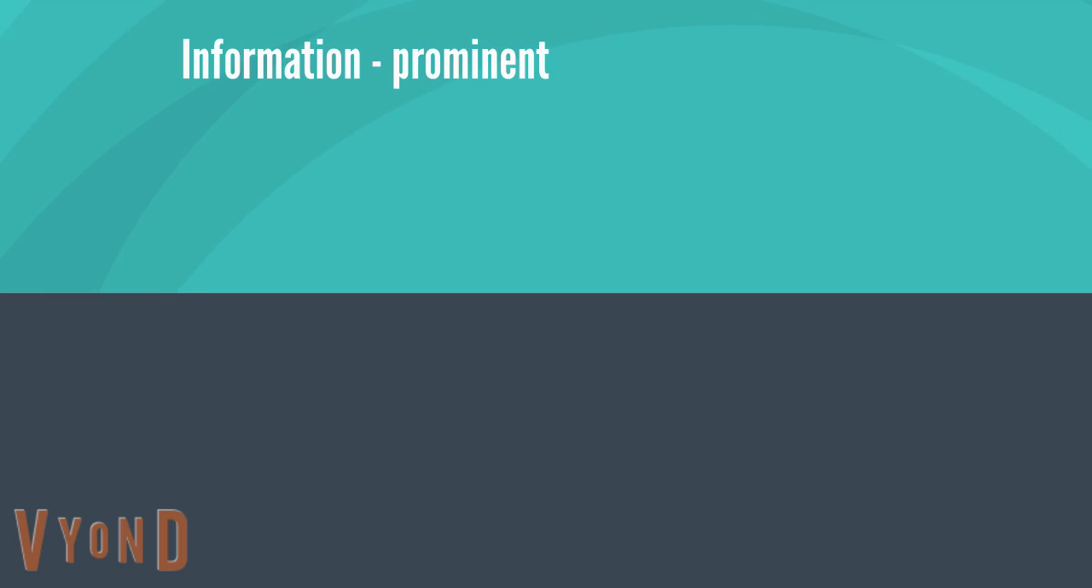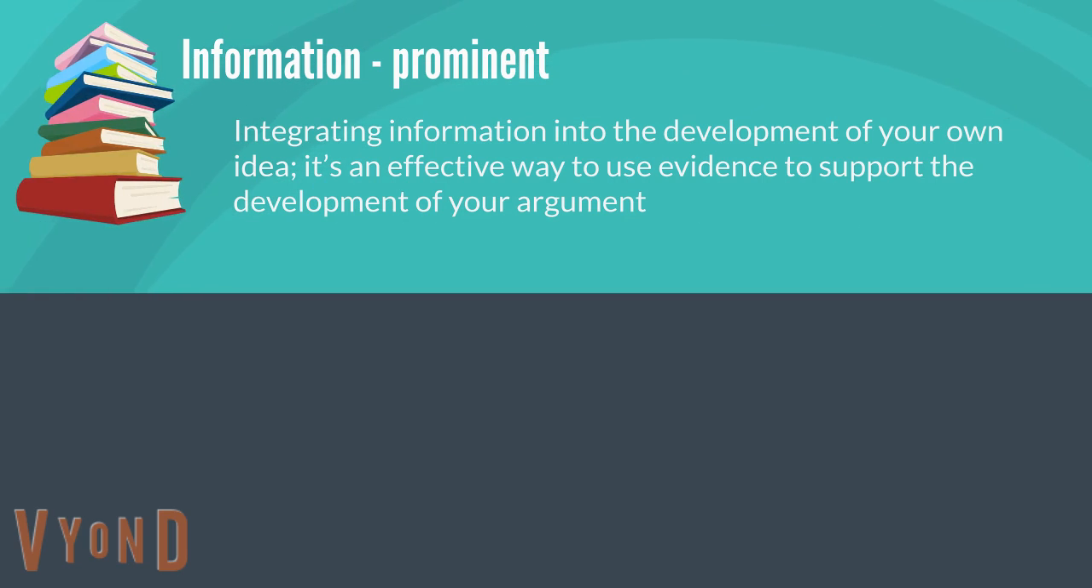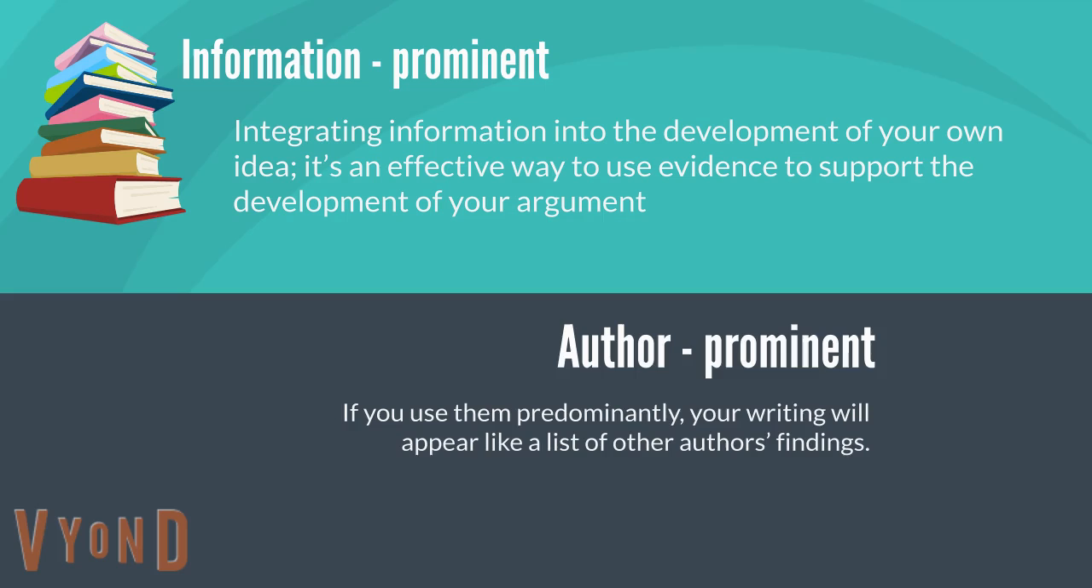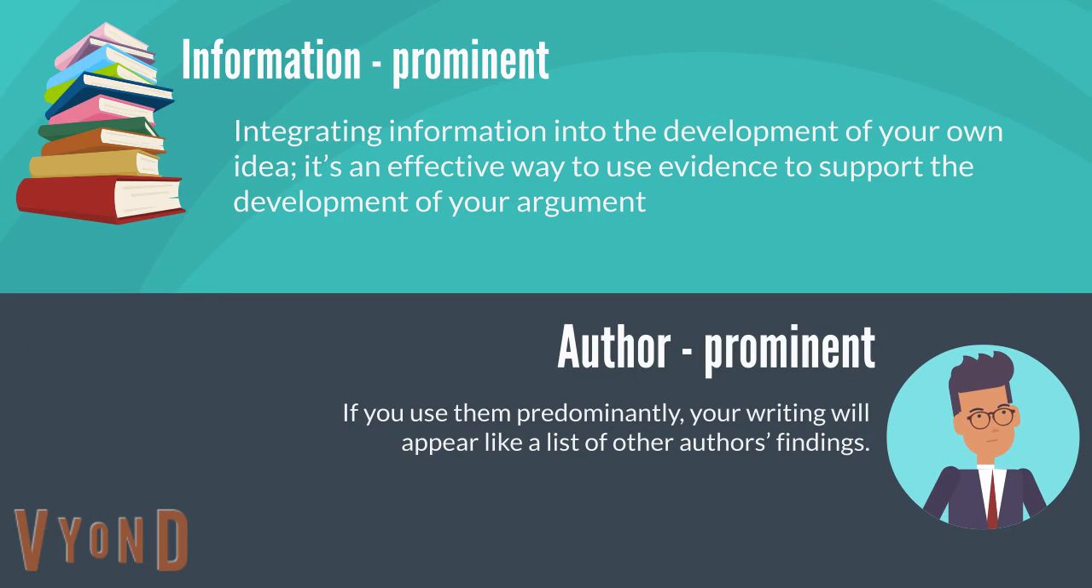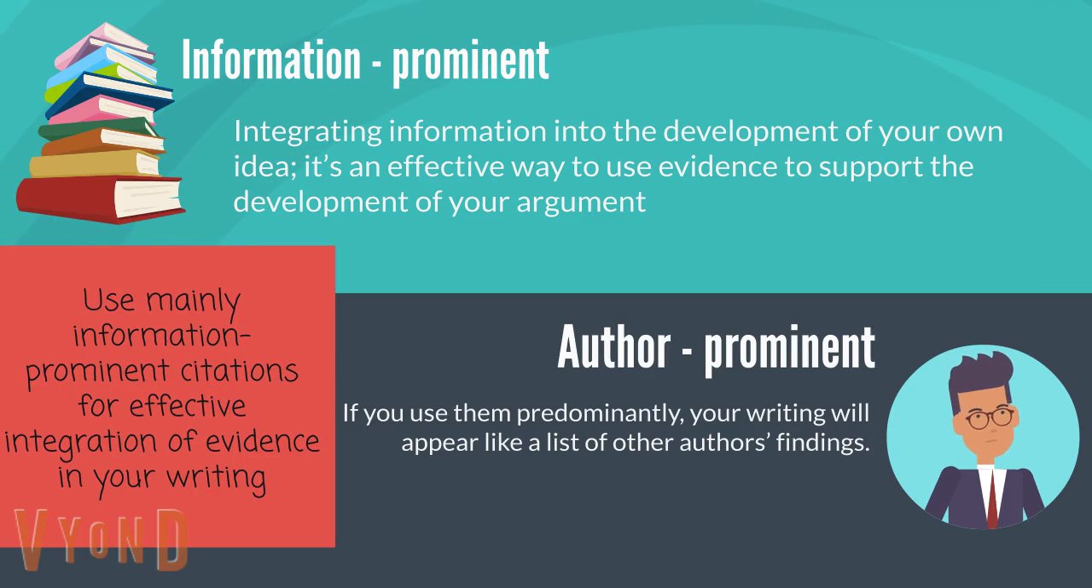Information prominent citations work very well in terms of integrating information into the development of your own idea. It's an effective way to use evidence to support the development of your argument. Author prominent citations are also commonly used. However, if you use them predominantly, your writing will appear like a list of other authors' findings. So here's an important tip. Use mainly information prominent citations for effective integration of evidence in your writing.